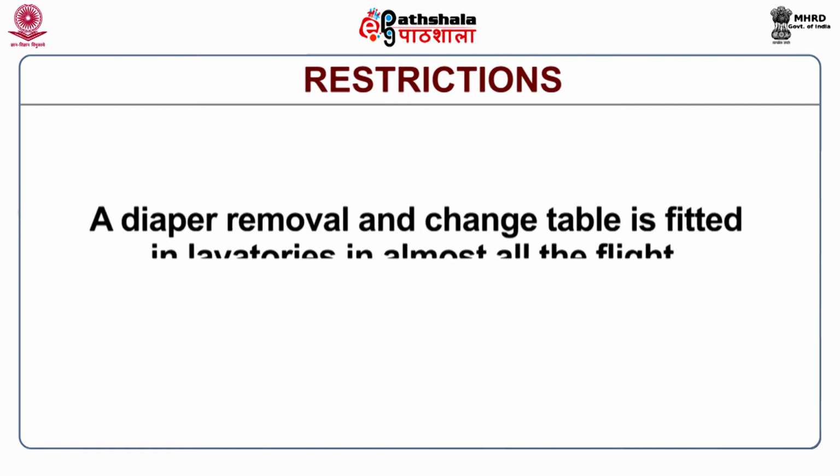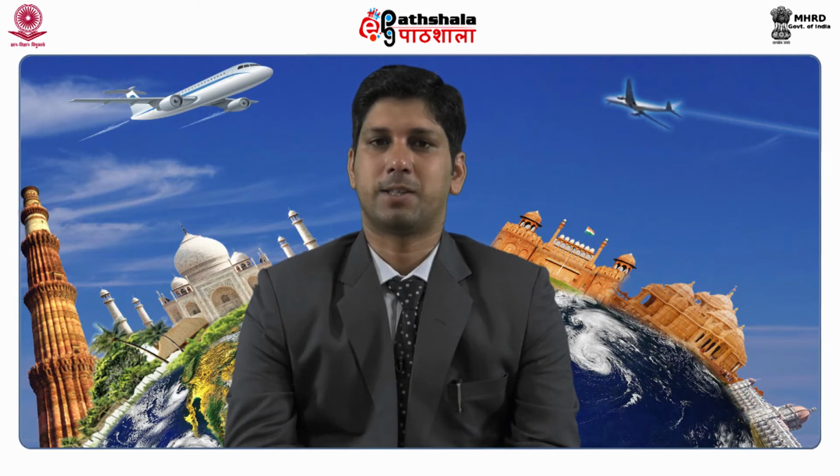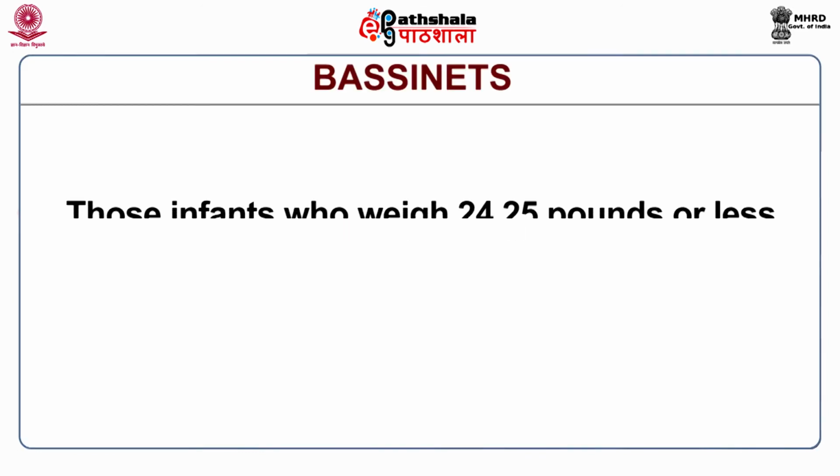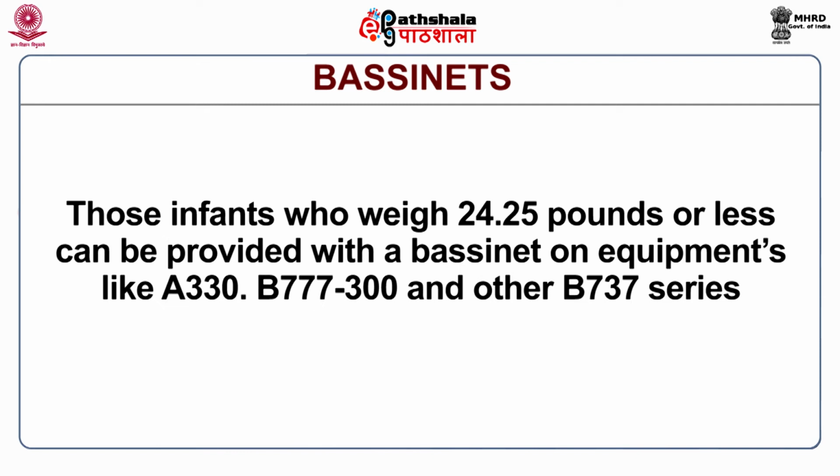A diaper removal and change table is fitted in lavatories in almost all the flights unless space restrictions may not permit. Such a table is seen in the case of the ATR. Let us now discuss about bassinets. Those infants who weigh 24.25 pounds or less can be provided with a bassinet on equipments like A330, B777-300 and other B737 series.